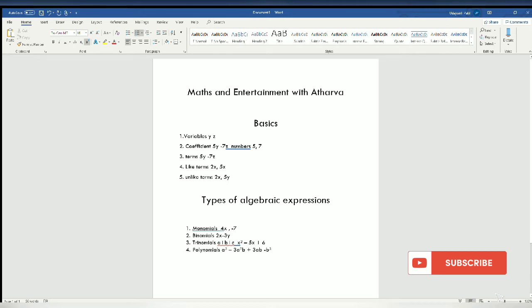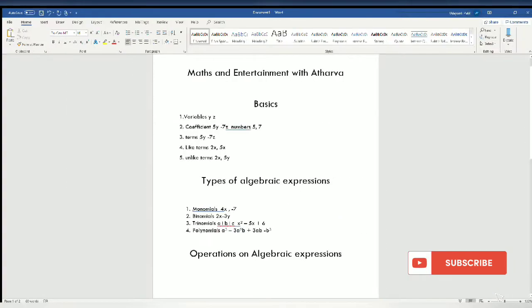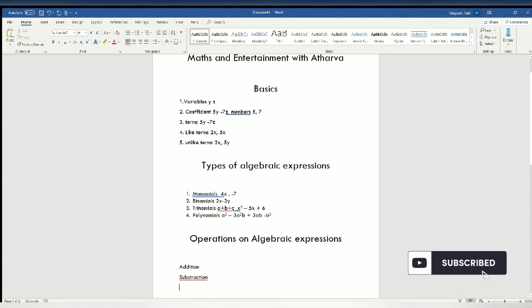Now I will teach you the operations of algebraic expressions. In operations, we are going to learn three operations. The first, addition. The second, subtraction. And the third, multiplication.